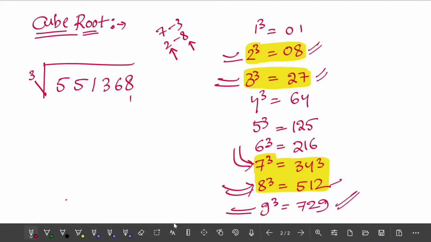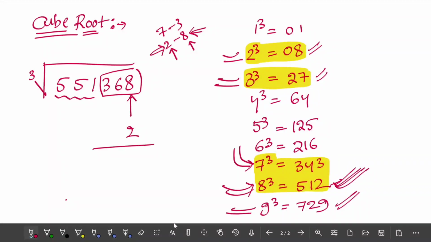551368. Now that I see 8 here at the unit digit, I have to put 2 as the unit digit of the answer, and leaving the 3 digits from the right side, I see 551. Is there any cube number before 551? Yes, the cube number very close to 551 before 551 is 512. And whose cube is 512? 8's cube. Put 8 here. Our answer is 82.